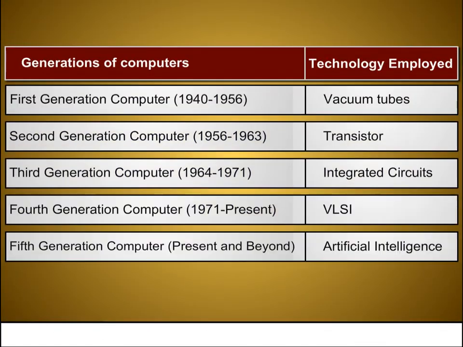Generations of computers. Technology employed. First generation computer, 1940 to 1956, vacuum tubes. Second generation computers, 1956 to 1963, transistor. Third generation computer, 1964 to 1971, integrated circuits. Fourth generation computer, 1971 to present, VLSI. Fifth generation computer, present and beyond, artificial intelligence.